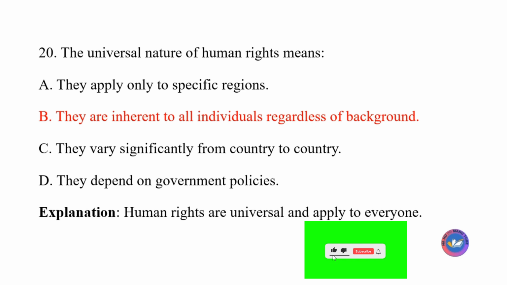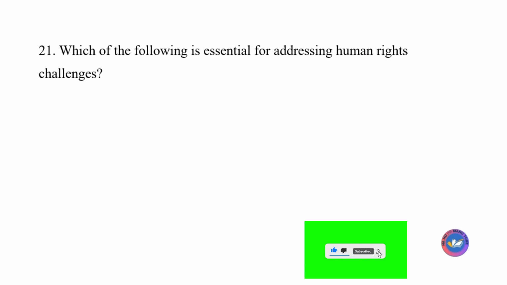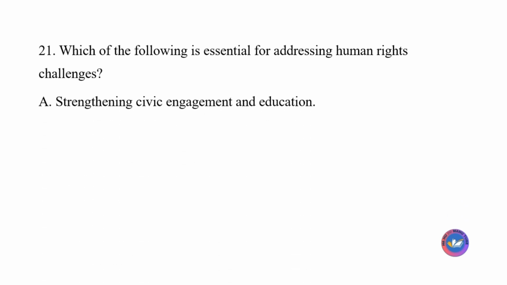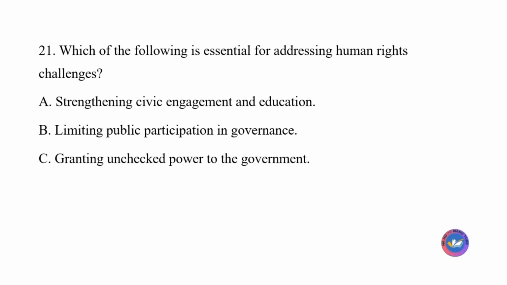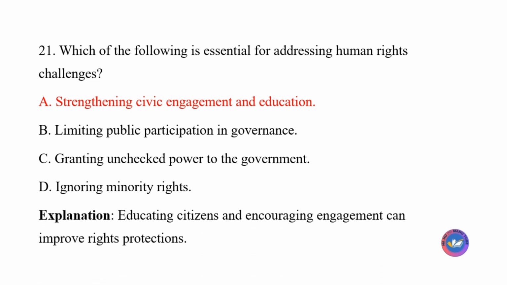Question number 21. Which of the following is essential for addressing human rights challenges? A. Strengthening civic engagement and education. B. Limiting public participation in governance. C. Granting unchecked power to the government. D. Ignoring minority rights. The answer will be strengthening civic engagement and education. Educating citizens and encouraging engagement can improve rights protections.